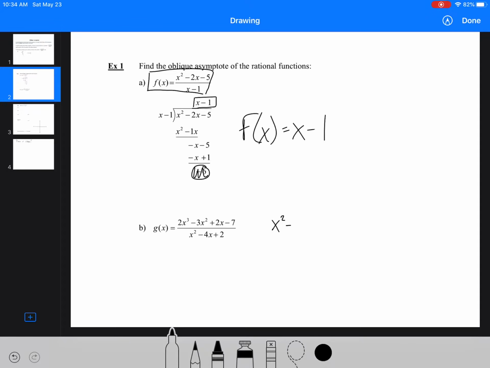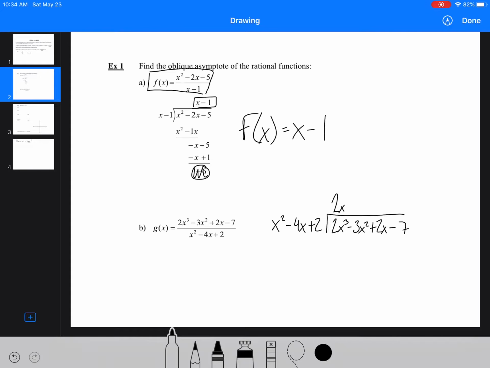So x squared minus 4x plus 2, and then 2x cubed minus 3x squared plus 2x minus 7, and we do the long division. The way you know if you have to do this is if we have 1 degree greater on the top than we do the bottom. If they're the same, then we know we have a horizontal asymptote. If they are not the same, then we have to check, are they 1 degree different? So here, we're just going to go through the long division.